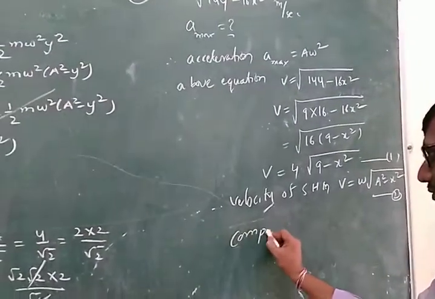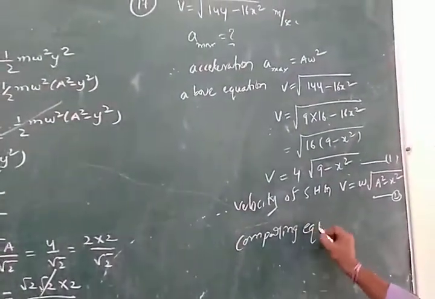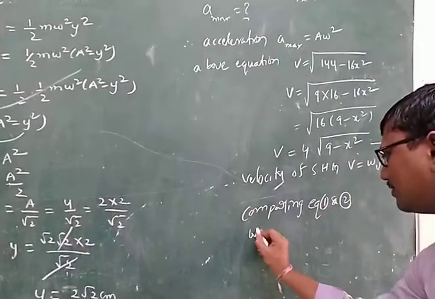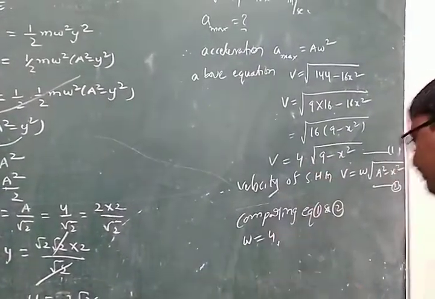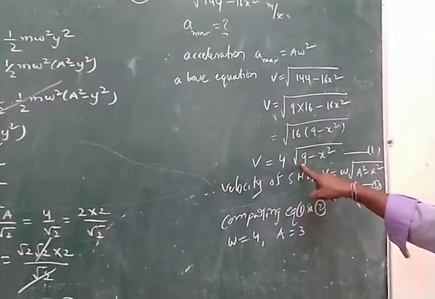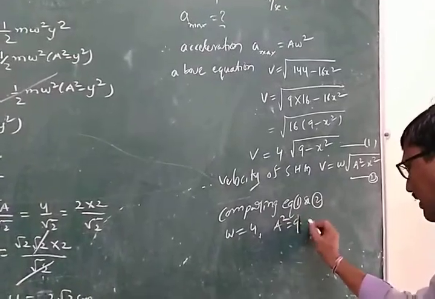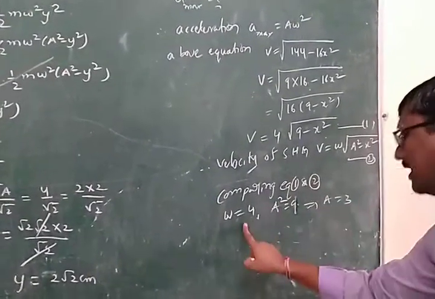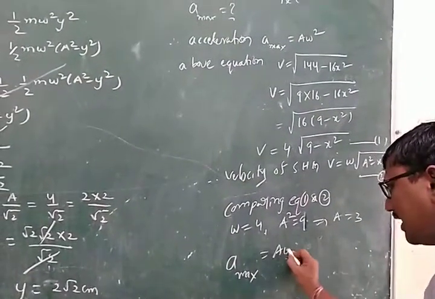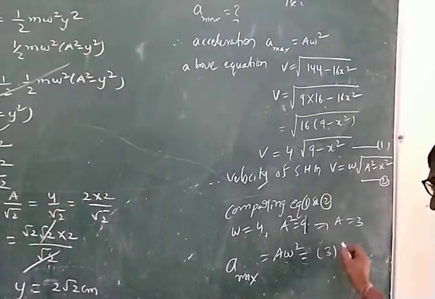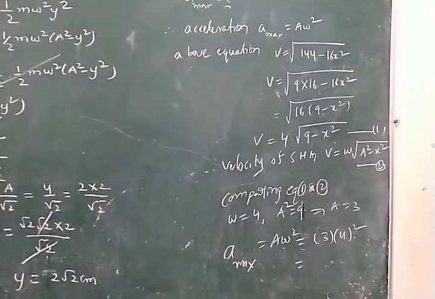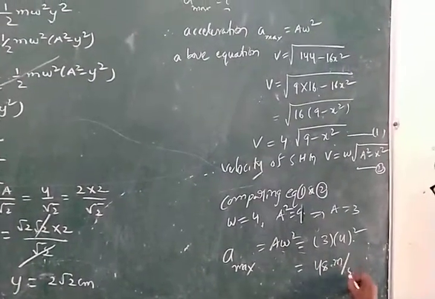Comparing equations 1 and 2, omega is equal to 4, and the amplitude a is equal to 3, because a square is equal to 9, so a is equal to 3. Substituting these two values, the maximum acceleration is equal to a omega square, which is 3 into 4 whole square, that is 16 into 3. That is 48 meter per second square.